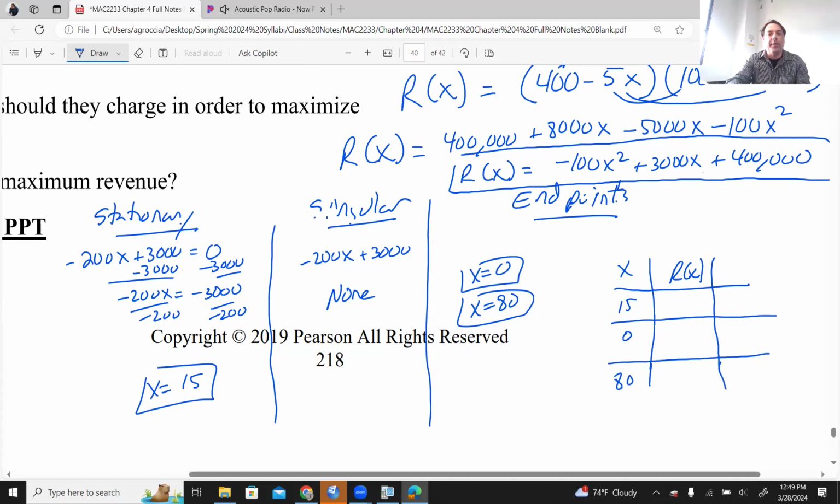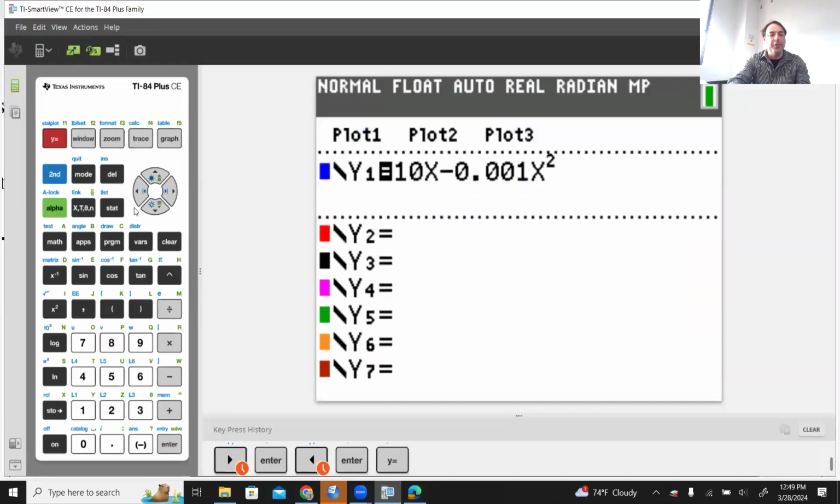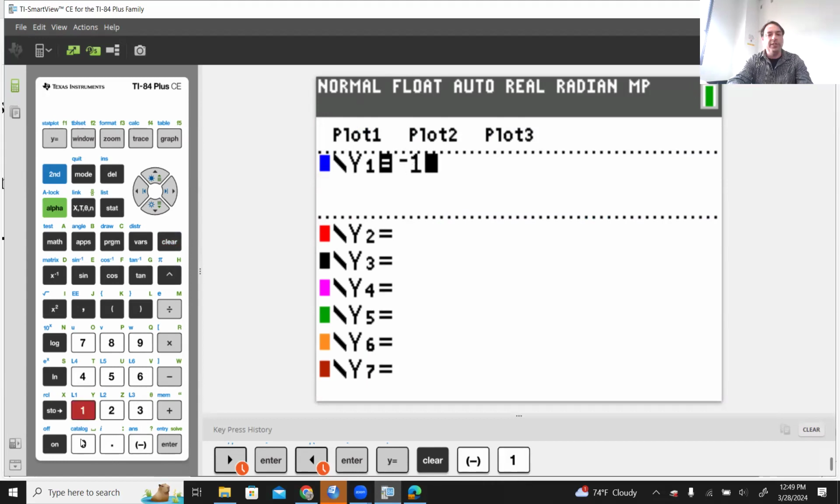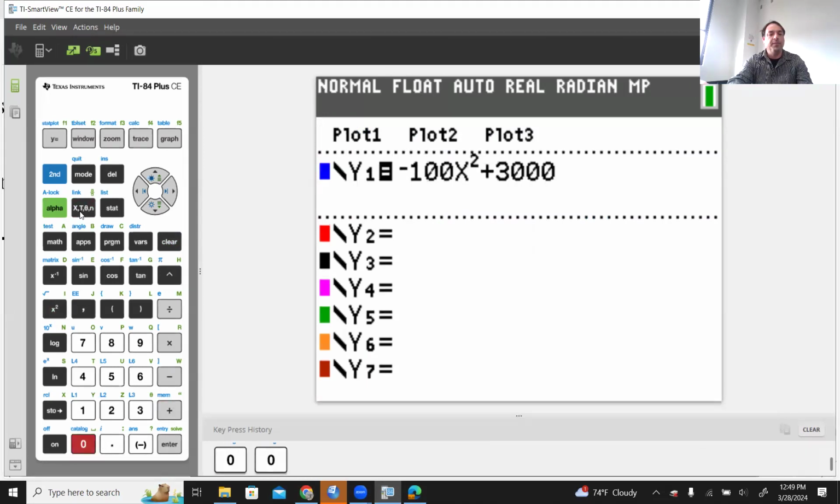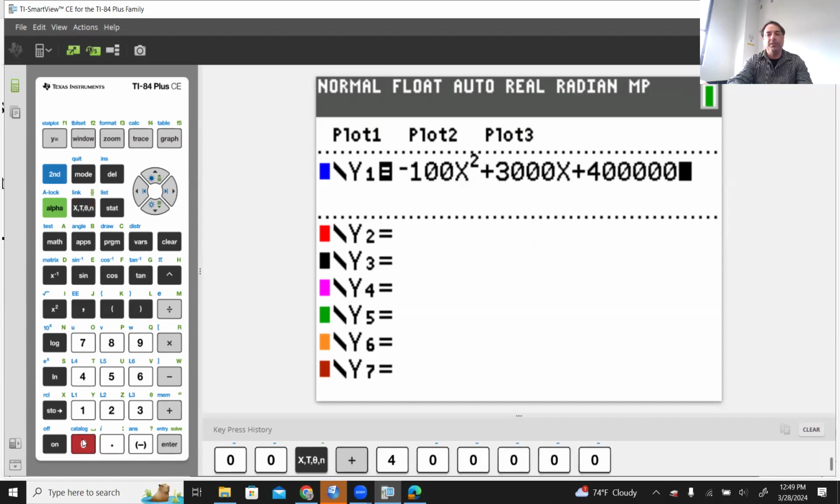Okay, so I'm going to go to my calculator. I'm going to plug in the new revenue. Again, we can always graph it and check it. I'm just not doing all of them, but that would be negative 100x squared plus 3000x plus 400,000.